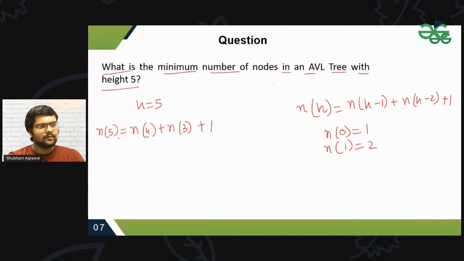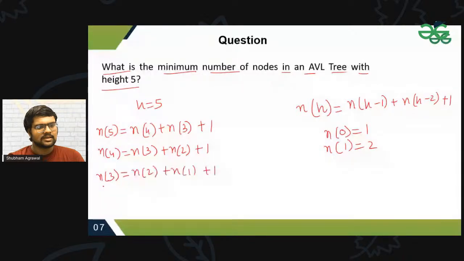So n of 4 will be n of 3 plus n of 2 plus 1. Now to get n of 4 we need n of 3. So n of 3 will be n of 2 plus n of 1 plus 1. Okay. Now for n of 3 we need n of 2, and for n of 2 we have n of 1 plus n of 0 plus 1. Okay. So as you can see here, it is a recursive formula, because for an h problem we are solving an h minus 1 subproblem and an h minus 2 subproblem.